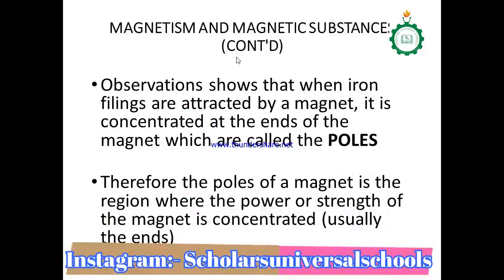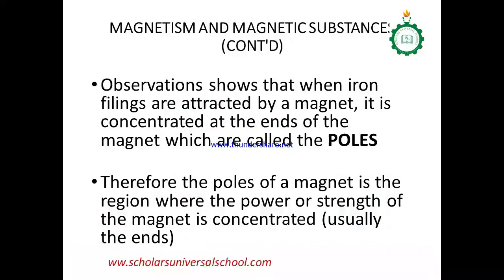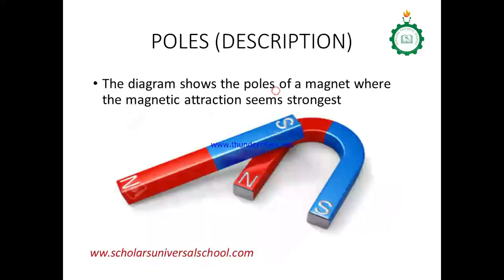We observe that when iron filings are attracted by a magnet, they are concentrated at the ends of the magnet, which are called the poles. I've tried it before. When we have a magnet, we tend to see the iron filings or needles attach very well to the ends of the magnet, and they are called the poles. Therefore, we can now say the poles of a magnet are the region where the power or strength of the magnet is concentrated. That means where there is more attraction.